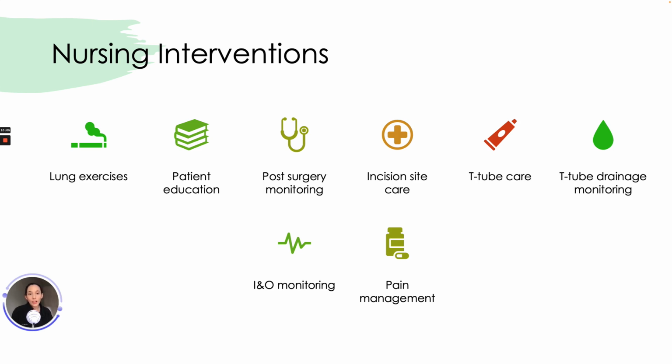We'll do T-tube care, so after a cholecystectomy, a T-tube drain is placed in the duct and attached to the drain bag. So make sure that the drainage tube has no kinks and check that the connective tube from the T-tube is well secured to the patient and prevent dislodgement. We'll also want to drain the T-tubes. A normal amount will be 200 to 300 milliliters. We want to monitor I's and O's and we want to provide pain management, especially before activities that increase pain.